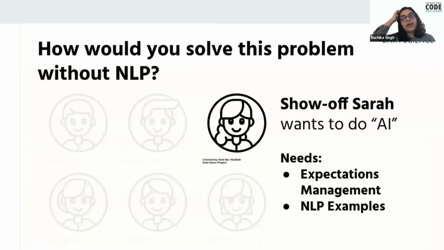Now, Show-off Sarah. I just do not like the fact that whoever built these slides thinks that Show-off Sarah has to be called Sarah and has to be a female. But, unfortunately, it is how it is. So Show-off Sarah wants to do AI. She needs to just show something. For example, she may be a marketer and she may want to say, hey, I want to build this cool marketing idea using AI, which may not be at all possible. So you need to do expectation management. You need to tell them, okay, here's what's possible, here's what's not possible. So just give them real NLP examples.